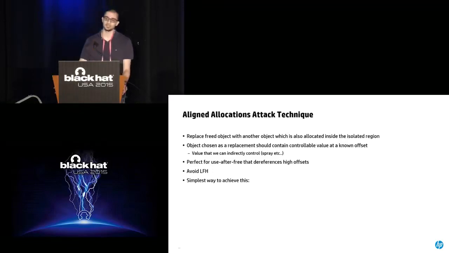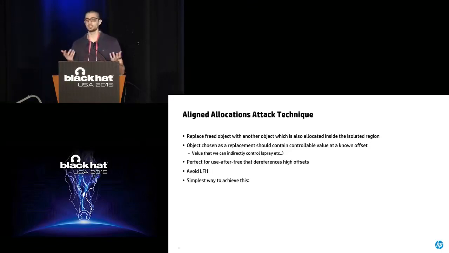This attack technique is very useful when you have a use-after-free condition where the bug is dereferencing a high offset. So the only challenge here is just to choose something to replace the freed object with, but something that contains specific values at high offsets that the attacker can control directly or indirectly via spray or anything like that. In order to have a successful aligned allocation attack, an attacker should avoid the low fragmentation heap. The reason for that is that we're probably going to be allocating objects of different sizes, so we don't want to end up allocating in a different bucket.